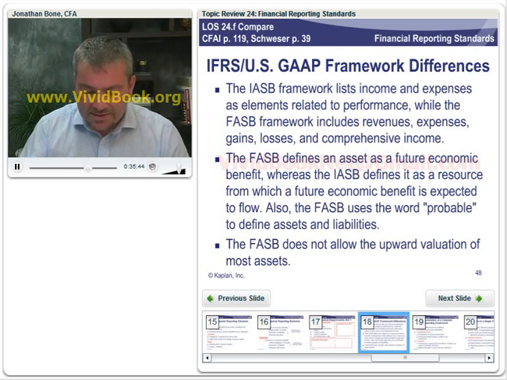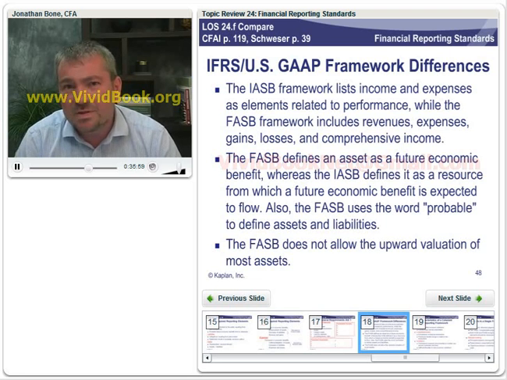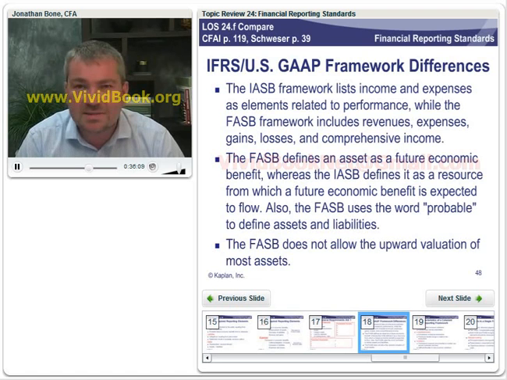Now we're asked to compare US GAAP to IFRS. Now notice the first one that we've got here. The IASB framework lists income and expenses as elements related to financial performance. Well, it did, but remember it talked about income and expenses as changes in stockholders' equity other than transactions directly related to the equity holders themselves.